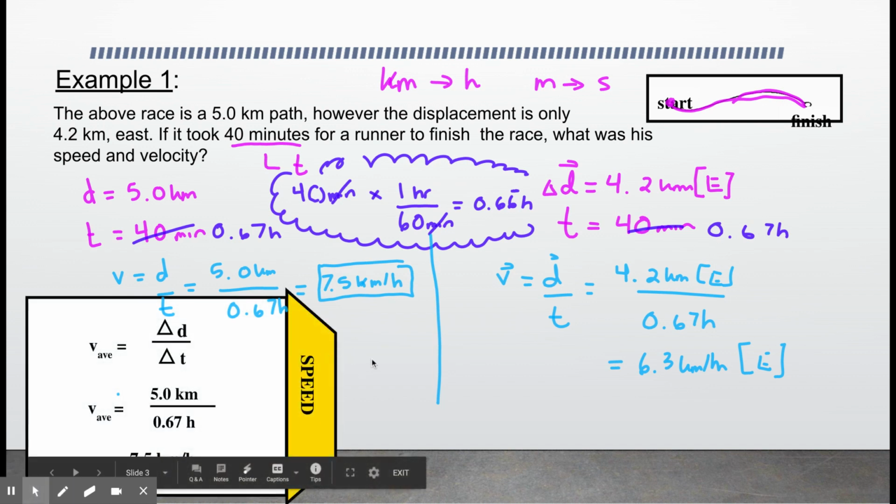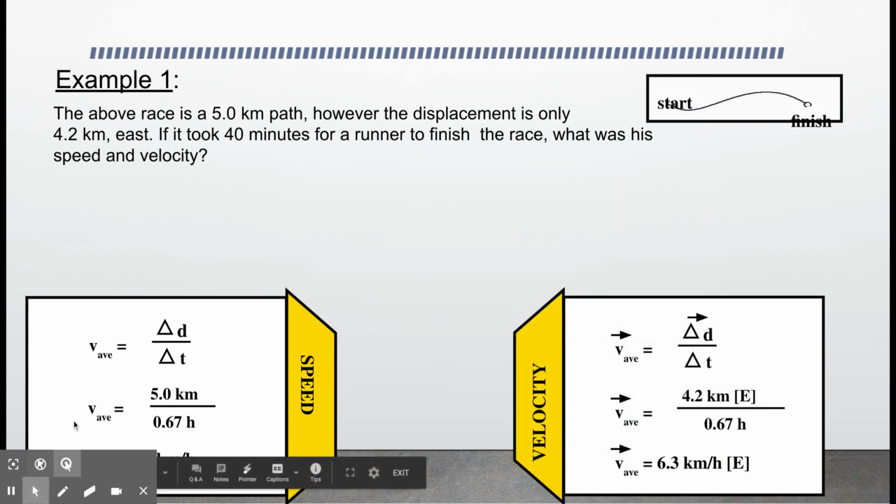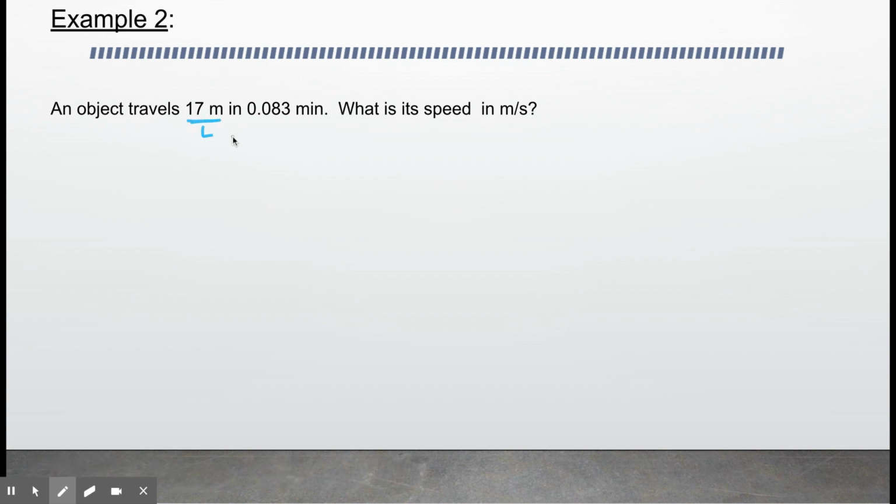And here's just the questions worked out in a nice typed up manner. Nothing is different about those there. So example 2. An object travels 17 meters. So this would be D. It doesn't give me a direction, so it tells me it's just distance. 0.083 minutes. So this is time. So D is 17 meters. Time is 0.083 minutes. And it says, what is its speed in meters per second?